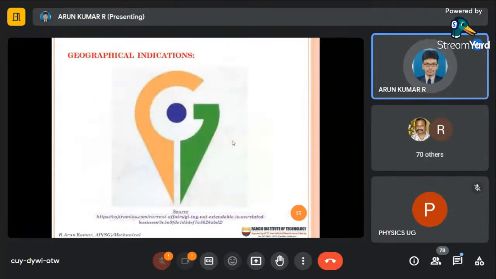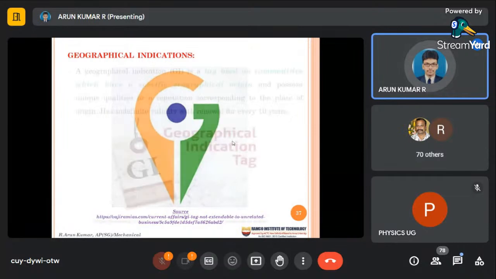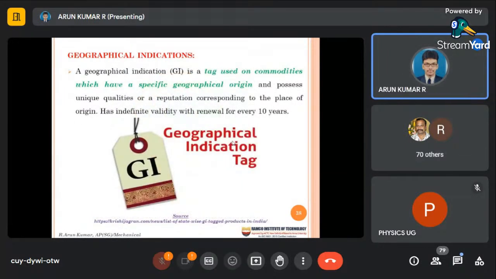Now we'll move on to the last and eighth form of IP, which is called geographical indications. We all know that every location will have an exclusive or a familiar product, and if the characteristic or the feature of the product is because of that particular location, then those commodities can be protected under geographical indications. For example, consider the jasmine flower of Madurai.